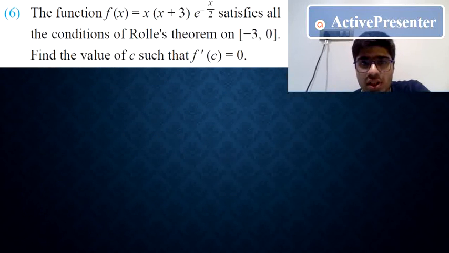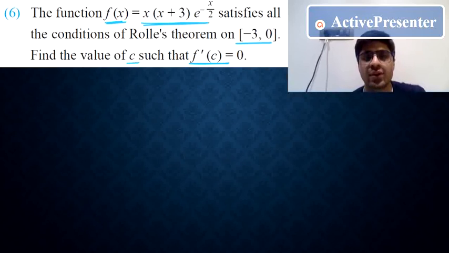Going ahead with the sixth question, f of x is this. It satisfies all the conditions of Rolle's theorem in this particular interval. Find the value of c such that f dash c is going to be 0. It's nothing in this question. All you need to do is take a derivative, equate it with 0, and find the relevant values of x.